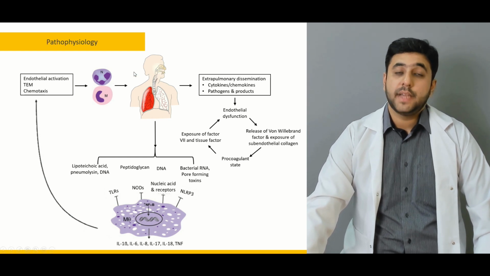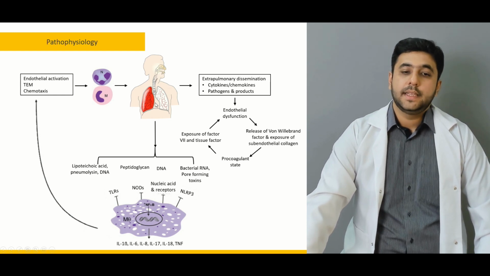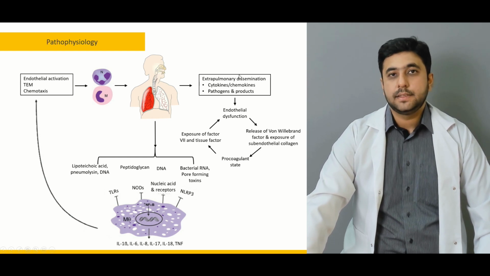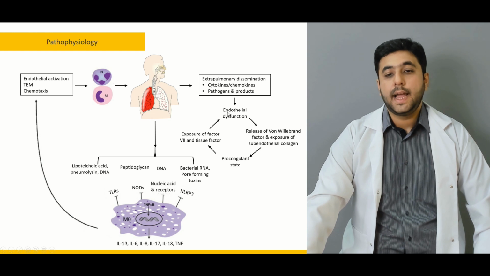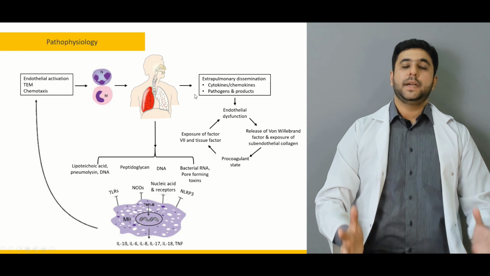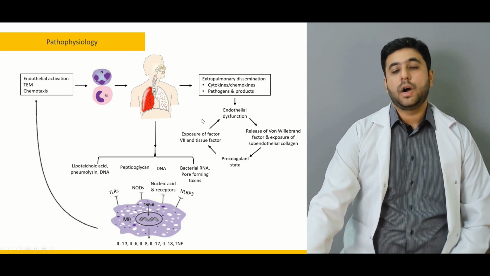But sometimes we have some very resistant strains or some very potent microorganisms which are able to bypass all these steps as well. When they get into the blood circulation, then from this focus of infection in the alveoli, they lead to extrapulmonary dissemination via blood. The various cytokines, chemokines, pathogens and products are involved in all these steps. When the bacteria spread to the various parts of the body, it leads to endothelial dysfunction throughout the body.